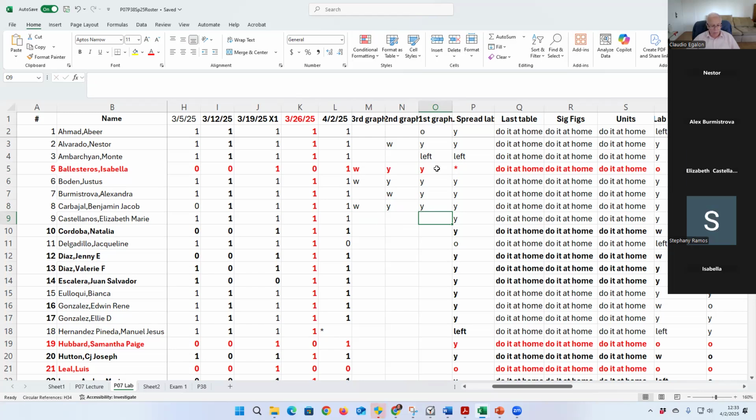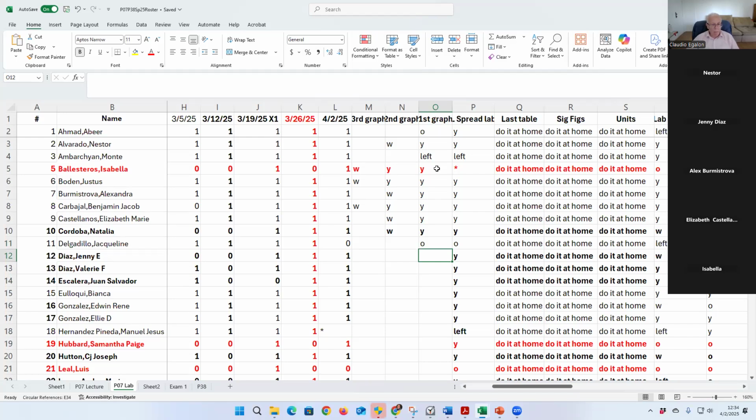Next is Elizabeth Castellano. I'm working on the second one. Okay, good. So you plotted the first one. That's good. Next is Natalia Cordoba. Finished the first and now working on second. Okay, thank you. Benjamin's on the third. Okay, next is Jacqueline Delgadillo. Jacqueline is not here, right? Next is Jenny. I'm on the third one.